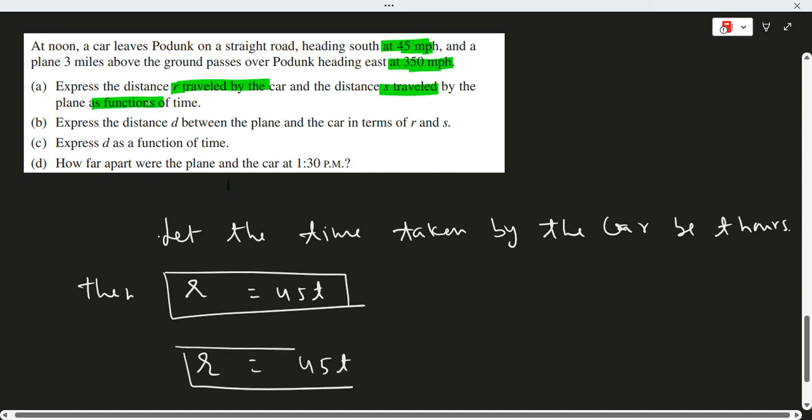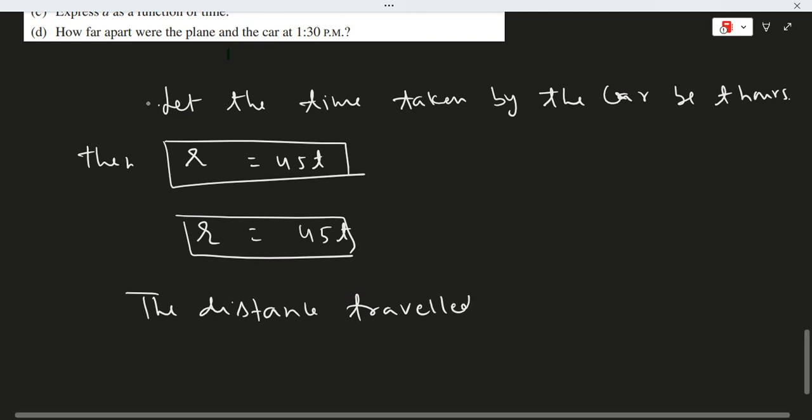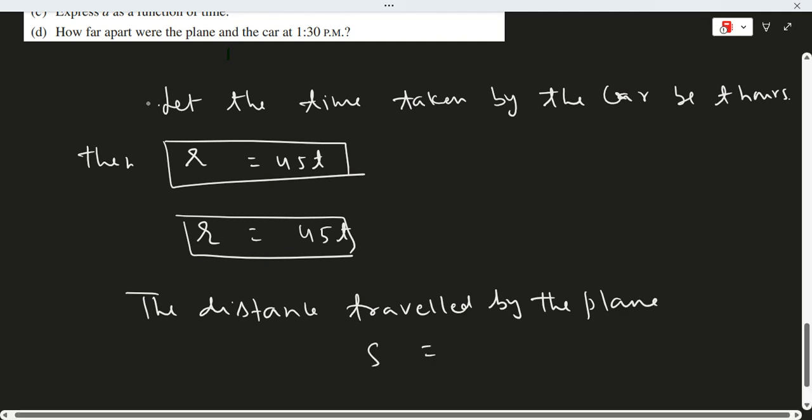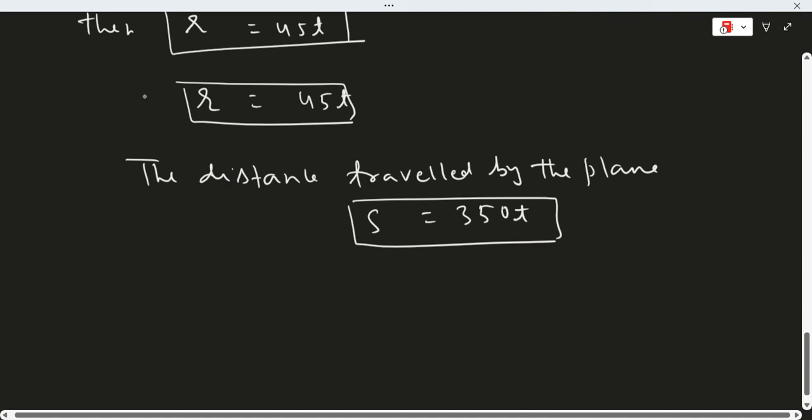And for the plane, s, the distance traveled by the plane, equals 350 times t. So this will be the distance traveled as a function of t. Now express the distance d between the plane and the car in terms of r and s.